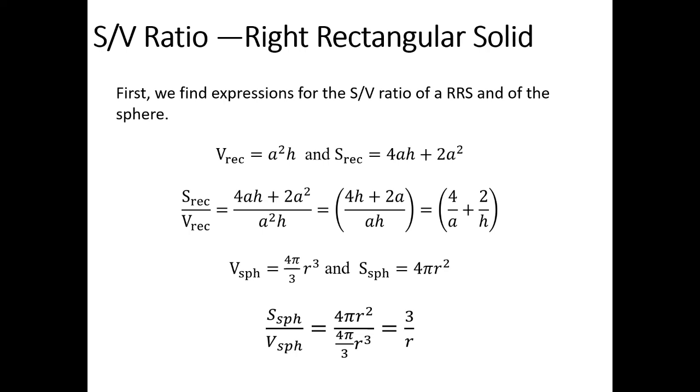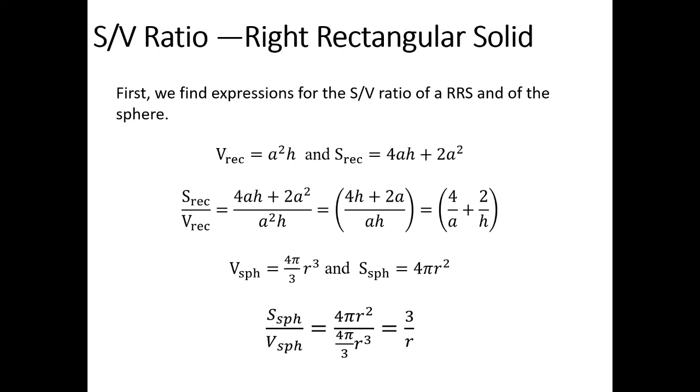But we're going to just leave it at a square base and a rectangular solid going straight up like a skyscraper. So we know the volume of the rectangle is a squared h, and for the surface you have 1, 2, 3, 4, 5, 6 surfaces. 4 times ah goes around, and then 2a squared: a squared on the bottom, a squared on the top, right? So the surface to volume ratio of the rectangle is simply these two together. You do your algebra: 4/a plus 2/h.